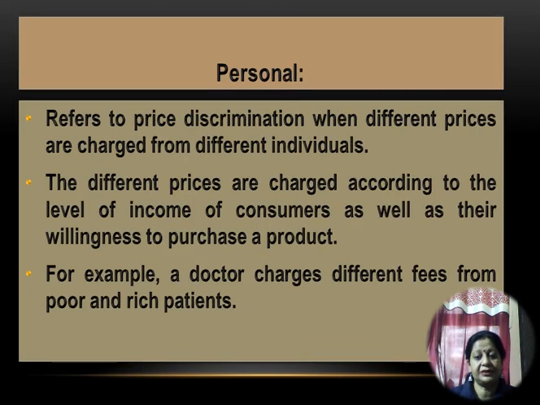First is personal. It refers to price discrimination when different prices are charged from different individuals. The different prices are charged according to the level of income of consumers as well as their willingness to purchase a product. For example, a doctor charges different fees from poor and rich patients. Yes, the profession of a doctor can be the best example of monopoly.